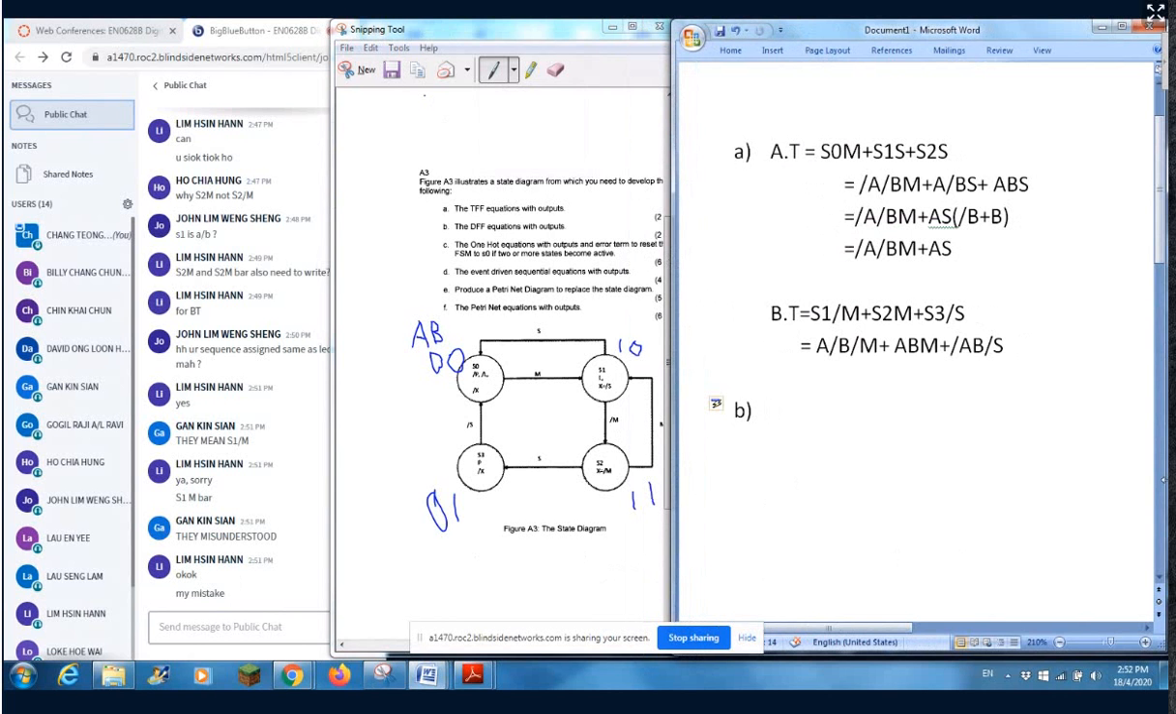Okay, next is the D flip-flop equation. So for the D flip-flop equation, we look for 0 goes to 1, and also 1 goes to 1. So let's start with S0. S0 goes to here, so A goes to 1, right? So you have S0M.